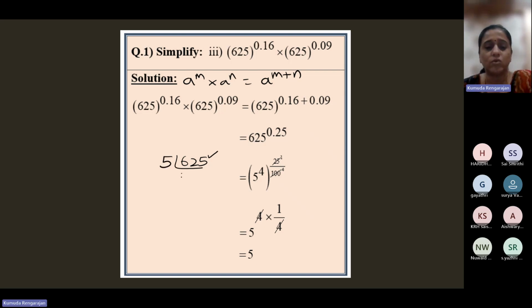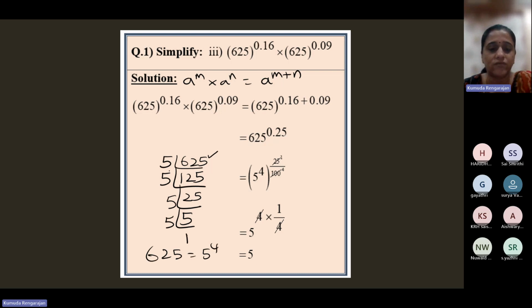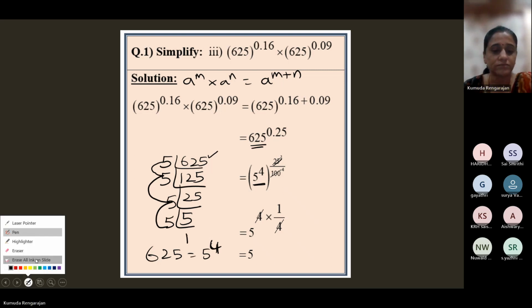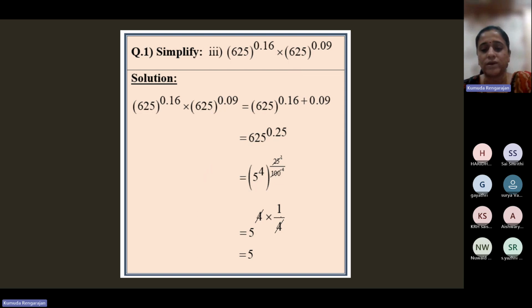It's divisible by 5, 125 times. Again 5, 25 times. Again 5, 5 times. 5 ones are 5. So we have 625 is equal to 5 raised to the power 4, because it's 5 into 5 into 5 into 5. So 625 is written as 5 to the power 4. 0.25 is 25 by 100. So 25 ones are 25, 25 fours are 100. So we have 5 to the power 4 into 1 by 4. Right? Now 4 and 4 get cancelled.